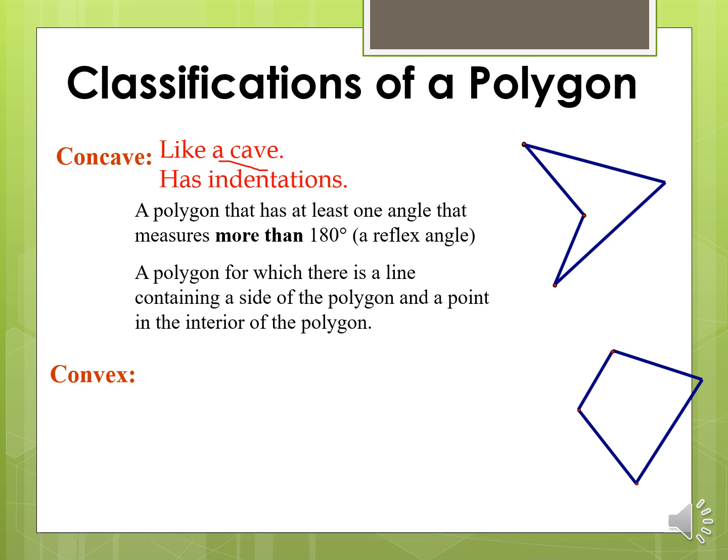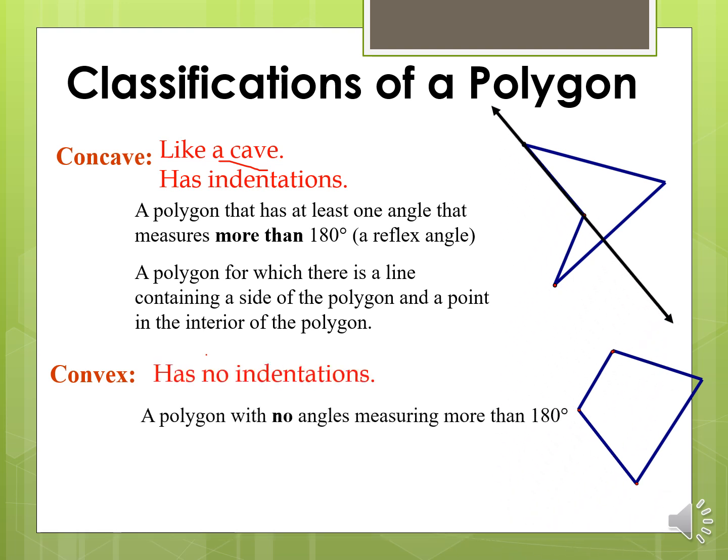It has indentations. A concave polygon has at least one angle that measures more than 180 degrees, or a reflex angle. It is a polygon in which there is a line containing a side of the polygon and a point in the interior of the polygon. We also have convex. It has no indentations. A convex polygon has no angles that measure more than 180 degrees.